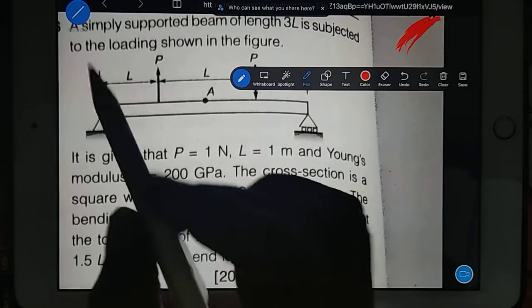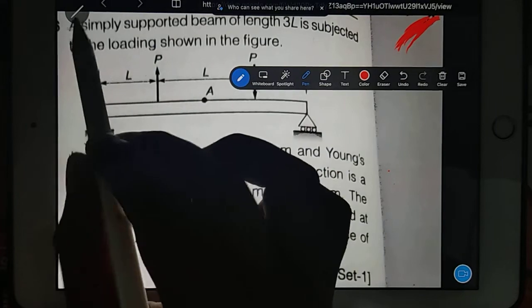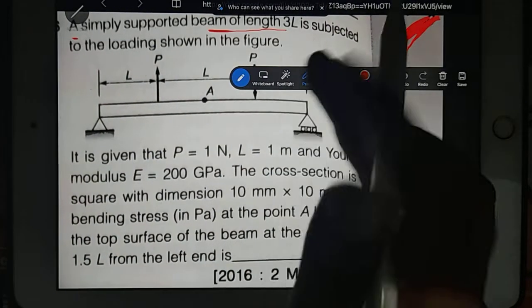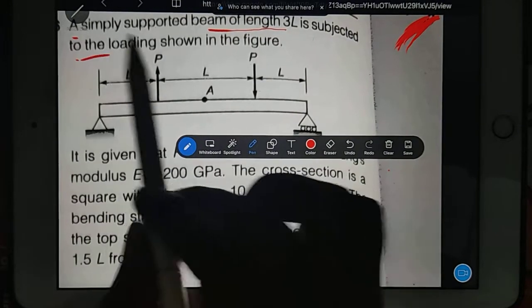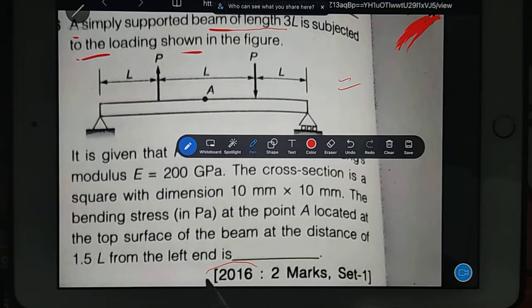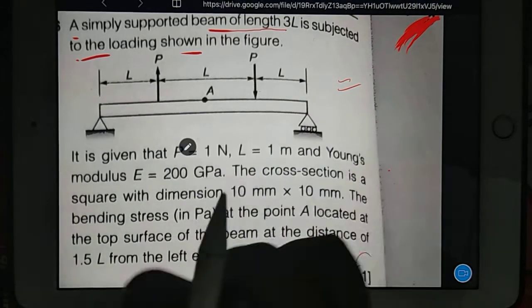So in this question, this is a bending question, and the question is very easy. A simply supported beam of length 3L is subjected to the loading as shown in the figure. This question was asked in 2016 for 2 marks in set 1.